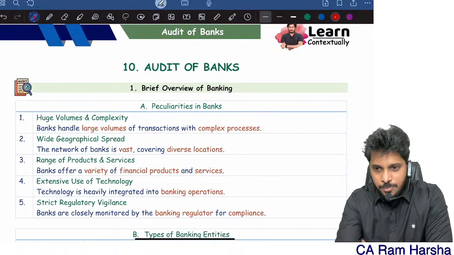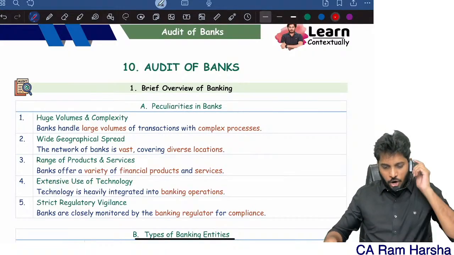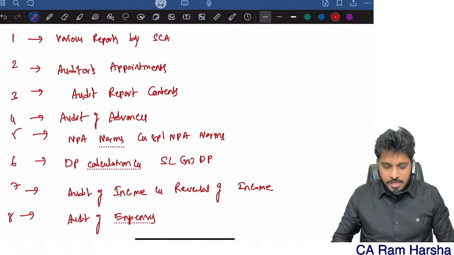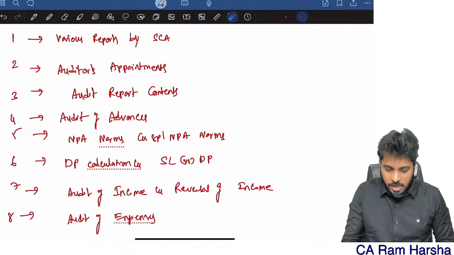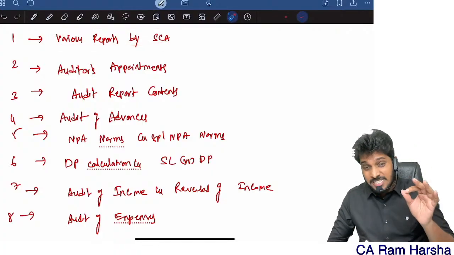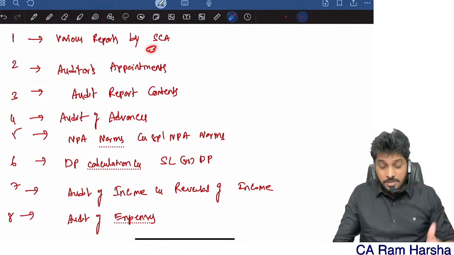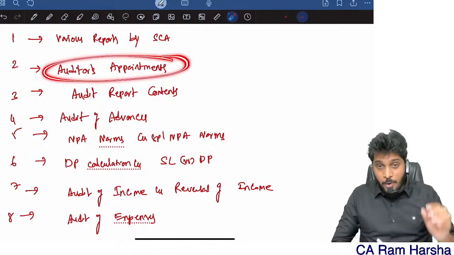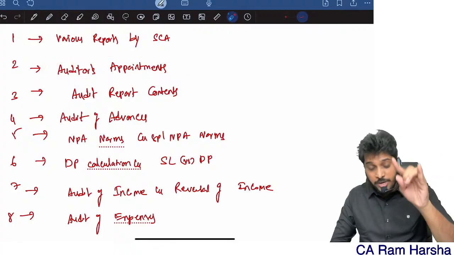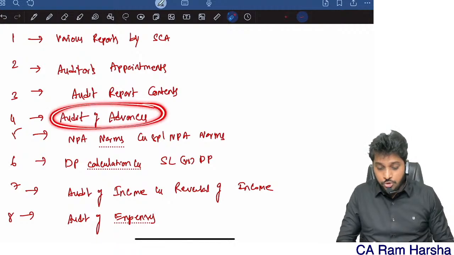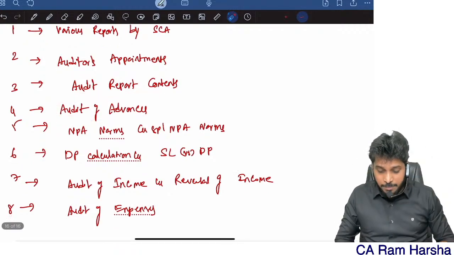So let's directly proceed to this bank audit topic. In audit of banks, I figured out 8 concepts which are very important. 1. Various reports which a statutory central auditor has to give. What are the various reports? How to appoint the auditor of a bank? What are the various contents of the audit report in case of a bank? And how to do audit of advances given by the bank?